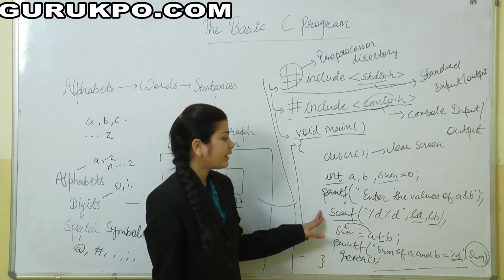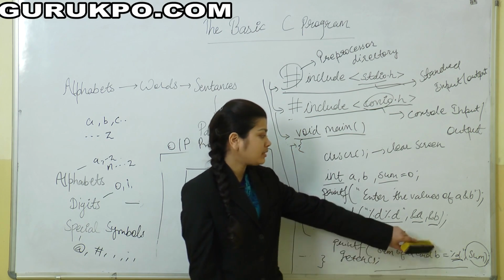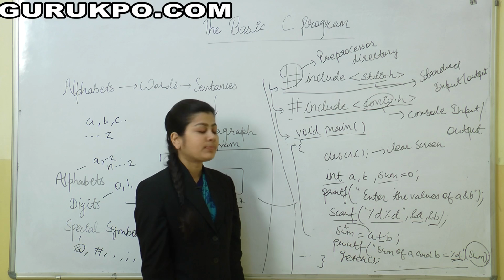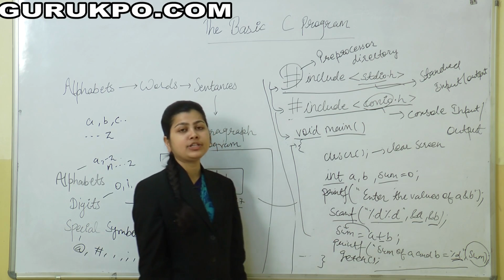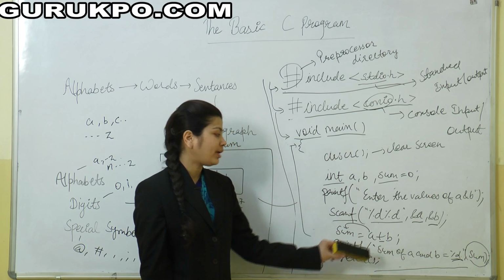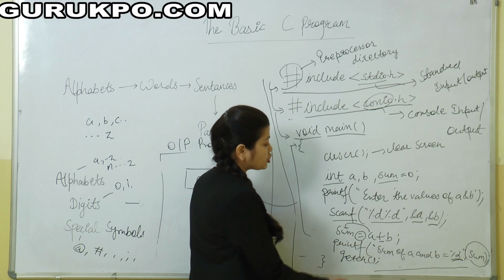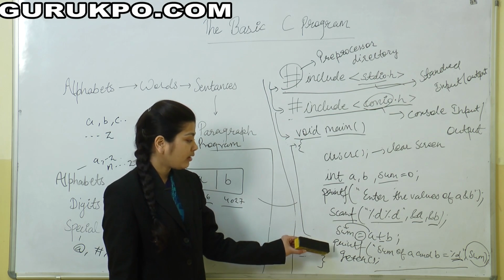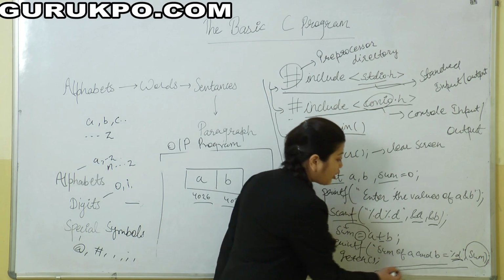And after taking the input from the user, we write %d, which is the formatted string, and ampersand a and ampersand b, which denote the address of the variables where the values have to be stored. After that we use the plus operator, the addition operator, to add the two values of the variables, and the addition of these two values is stored in the sum. We use the assignment operator, which is used to assign the value to the sum variable, and after that we use the printf statement, which is used to display the sum of a and b.